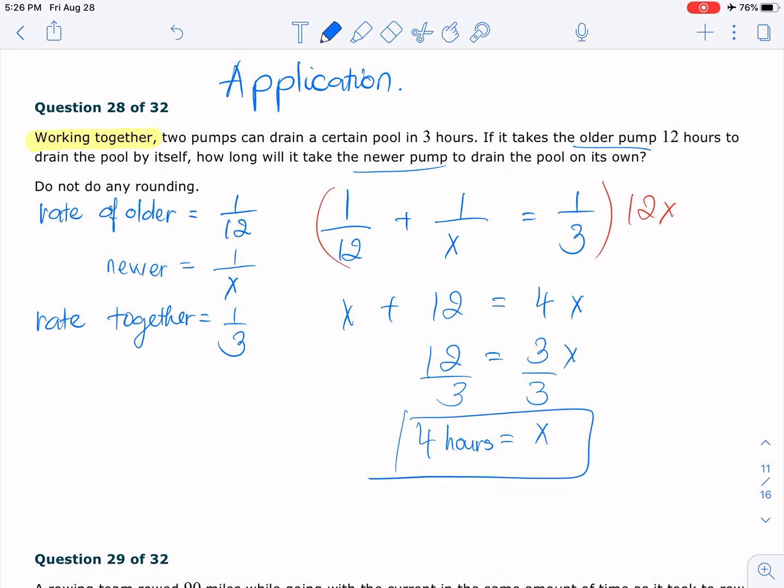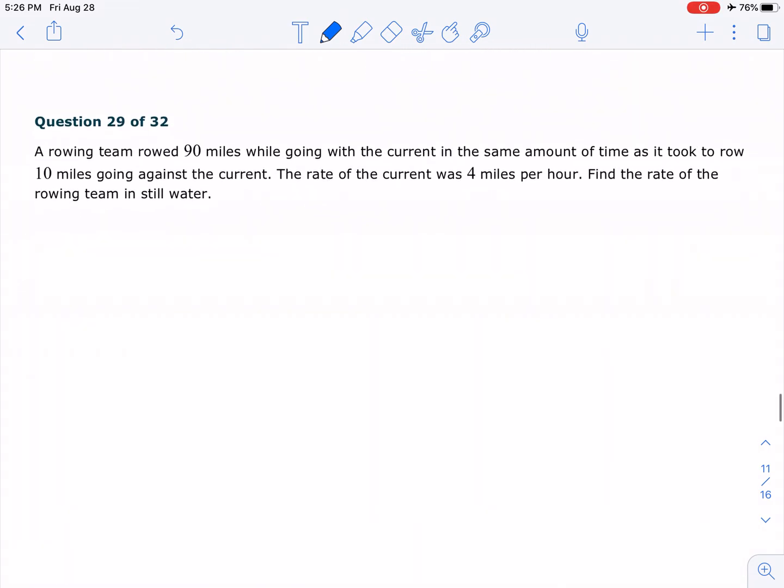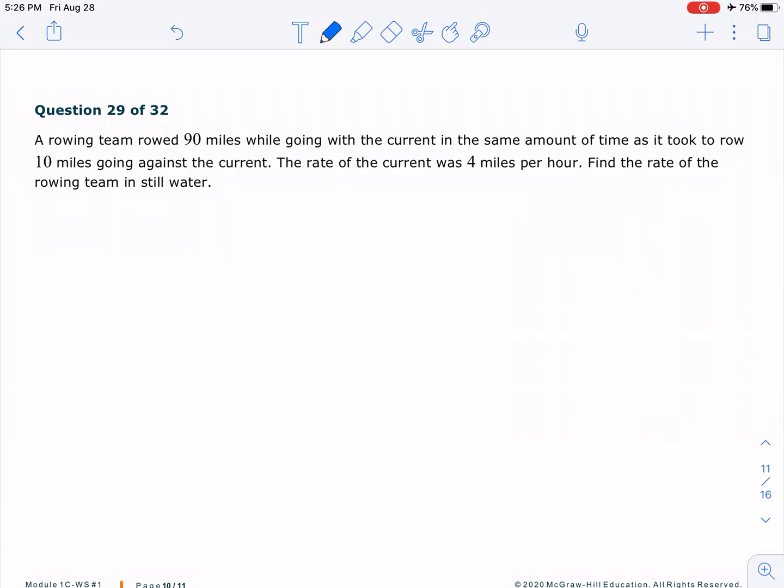4 hours. Moving on to number 29. What we have right here is a motion problem. Every time you have a motion problem, you know that we have to come up with d equals rt. Now we have two scenarios: with the current and against the current. So our job is to write DRT for each scenario.